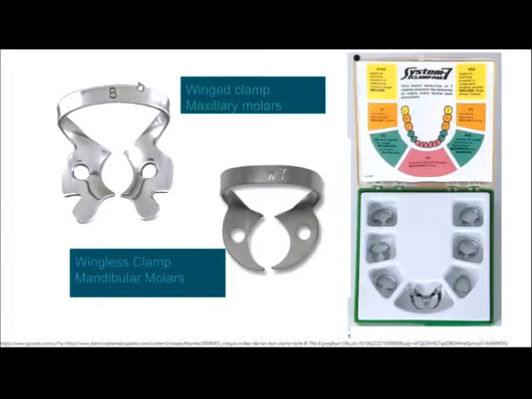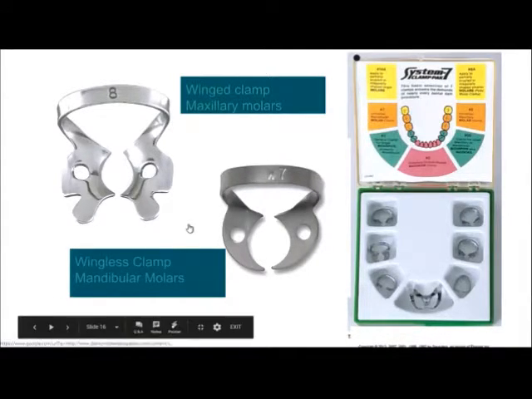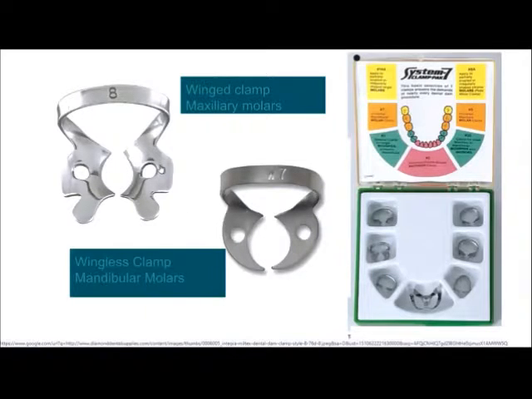An 8 is for maxillary molars, and a 7 is for mandibular molars. And you'll do well to remember that. You probably won't remember it. But getting the numbers down on the clamps is hard. And so usually what I do is I will ask the doctor what number they'd like, and then I can at least read the clamp and find it.